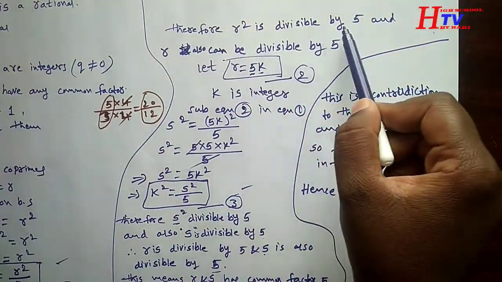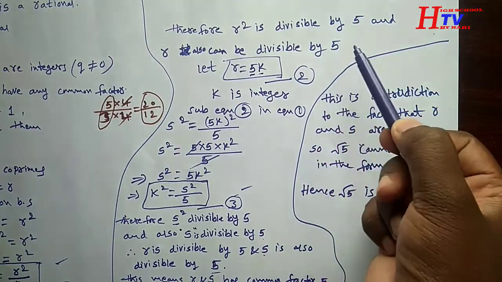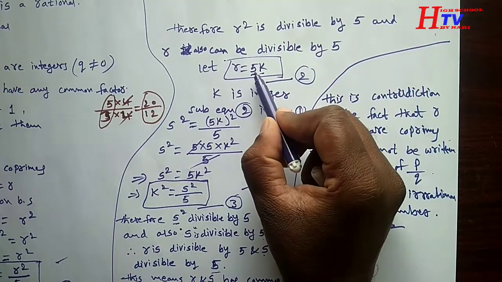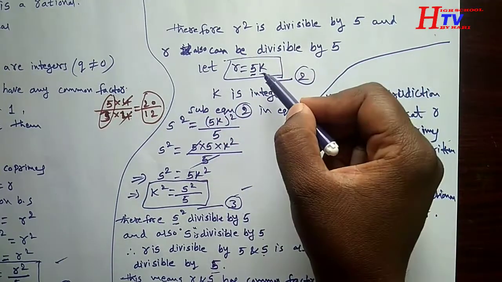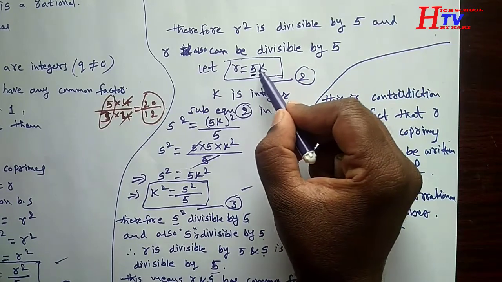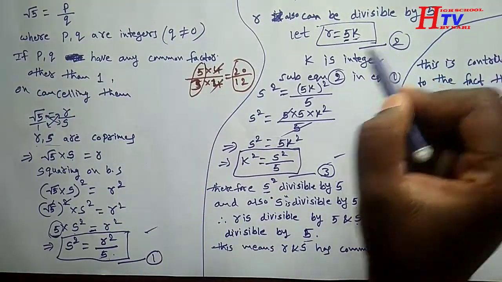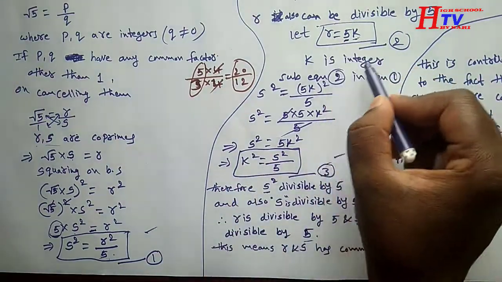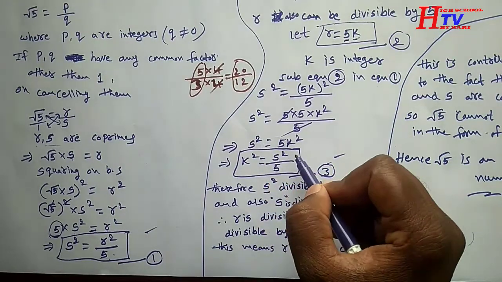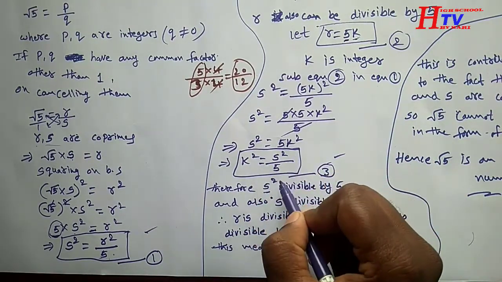Therefore r square is divisible by 5 and r also is divisible by 5. What is the r value? r may be a multiple of 5, because the denominator 5 is there, so the numerator should also have 5. A multiple of 5: 5 into k. Substituting equation 2 in equation 1 and simplifying, we get s square equals 5k square. K square is equal to s square by 5.